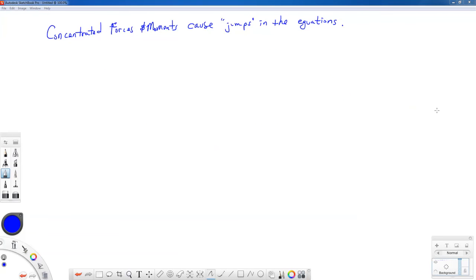Now, not all relationships between the load, the force, and the moment are smooth functional relationships. We can have discontinuities or jumps. You might remember from statics that if you have a concentrated force or a concentrated moment, there will be an upward or downward movement of your shear force or bending moment diagram. And so concentrated forces and moments cause these jumps in the equations.